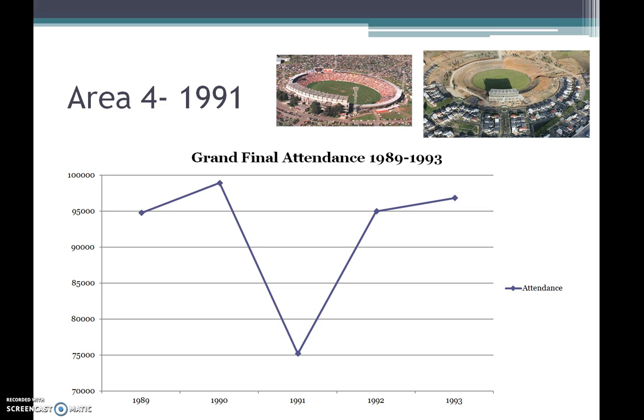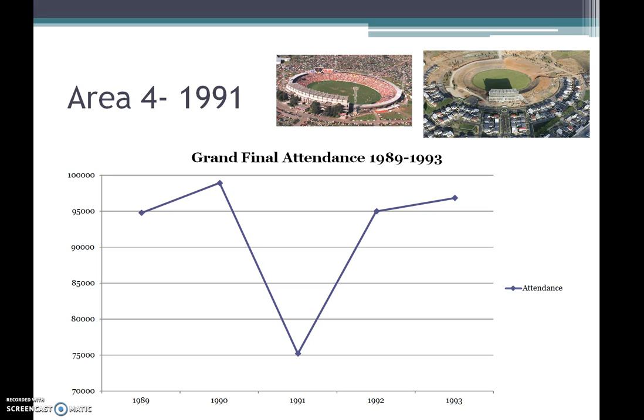So Area 4, I was interested to see that attendance only dropped for 1 year. On further investigation, I found out that in 1991 the MCG was under renovation, so they held the AFL Grand Final at the time at a different venue, which was Waverley Park. Now this was just for 1 year, as we can see in our table. Our attendances got back up to that 95,000 mark.